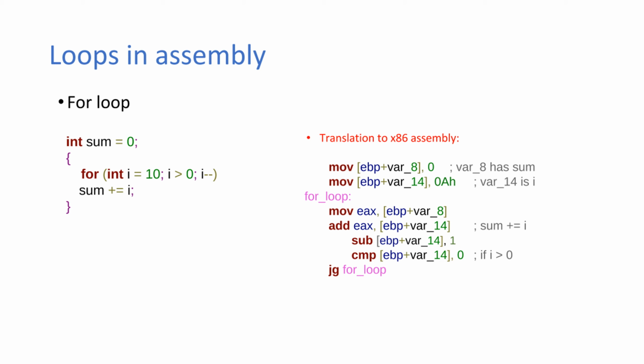It does an unconditional jump to the for loop. The CMP instruction compares whether the value of i is greater than 0 or not. If this comparison succeeds, then it does an unconditional jump to the for loop, and if the condition becomes false, it exits out of the loop.